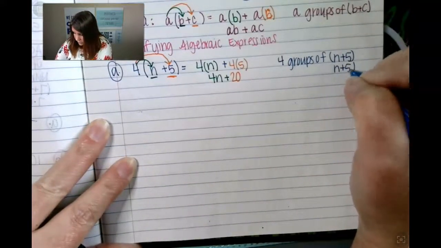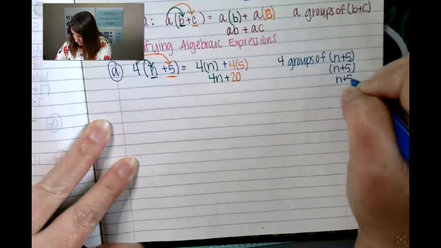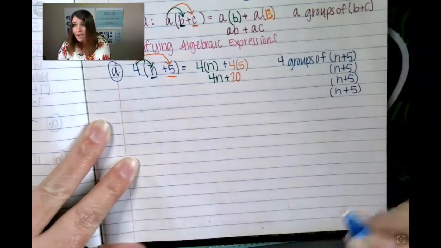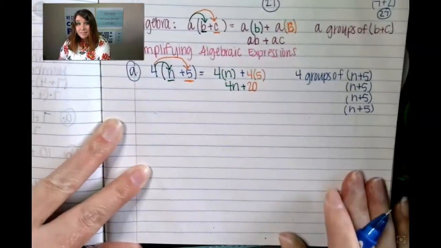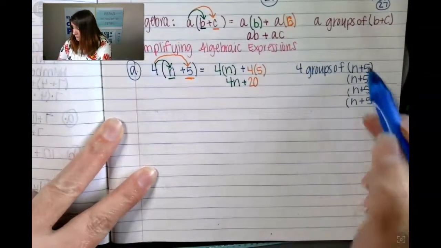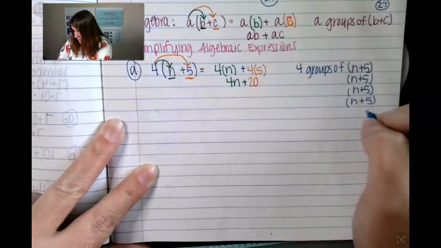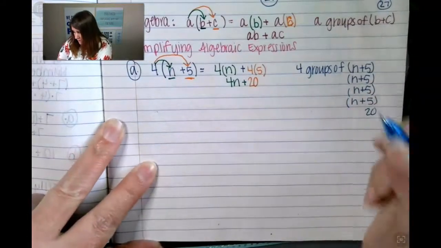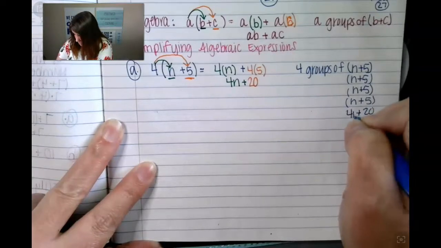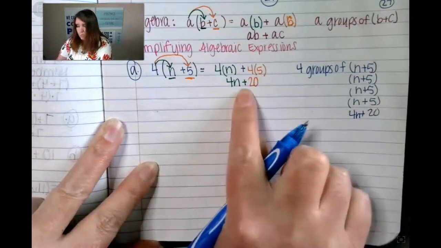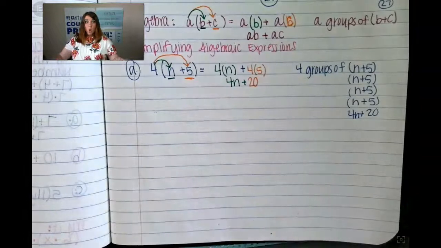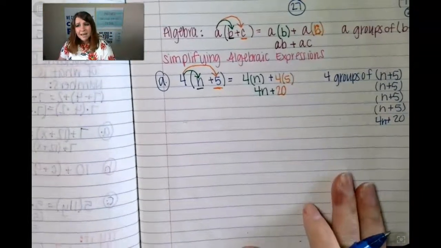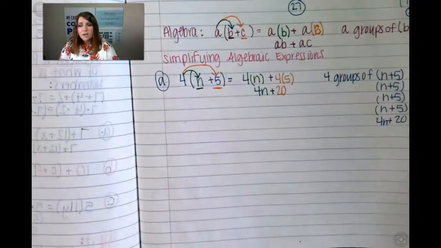Here's another group. Here's another group. And our last group. Now let's add them up. 5, 10, 15, 20. 1n, 2n, 3n, 4n. 4n plus 20. Oh my gosh, 4n plus 20. Woohoo! We shared. We cared. We didn't leave anybody out. We did it just right.